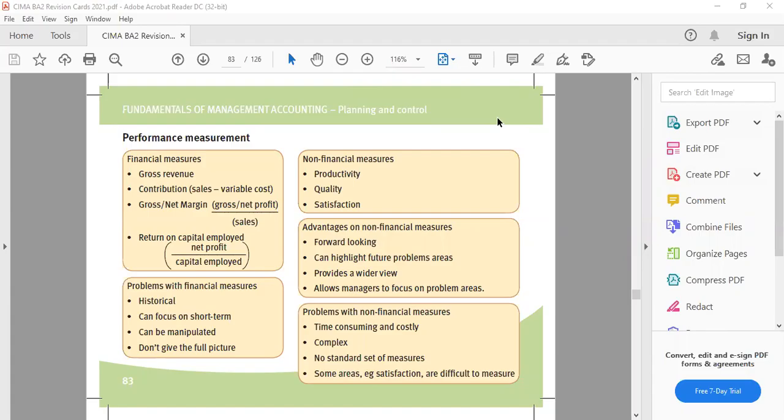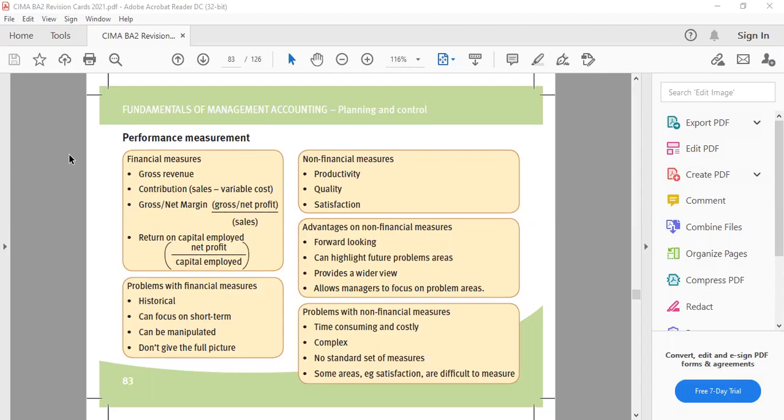Non-financial measures, we see productivity, quality, satisfaction. Advantages are it's forward-looking, can highlight future problem areas. So very specifically focus on various aspects of it, whether customers are satisfied or not, whether they are adhering to the quality standards which are prescribed for them, etc. Are they reaching those productivity levels? It goes on that way.